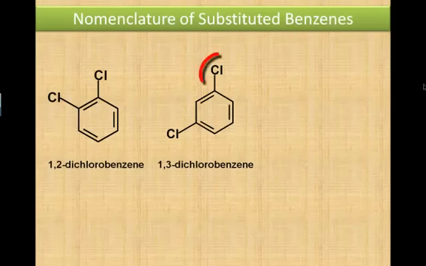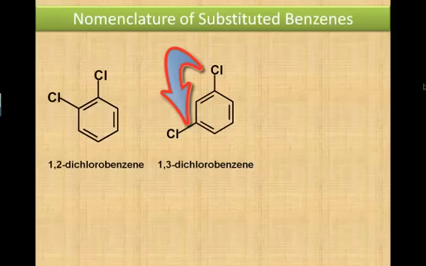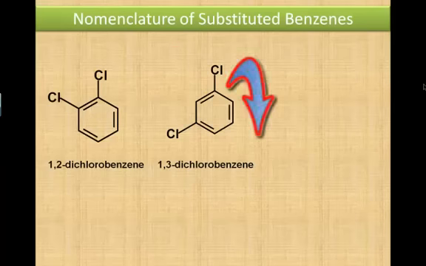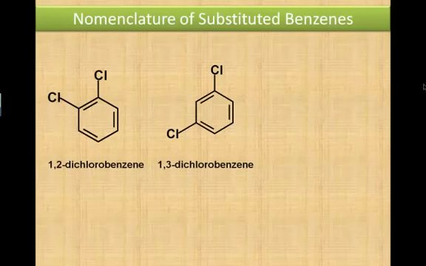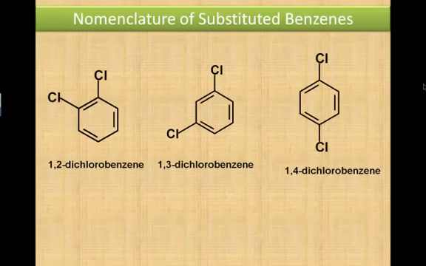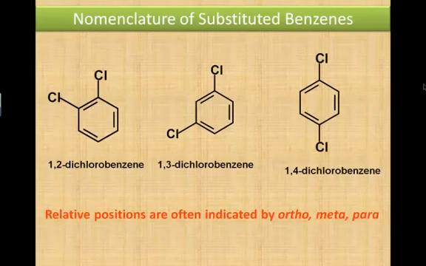So one of my chloro groups would have to be 1. And then in this example, I would number in the counterclockwise direction so that I would have 1 and 3, rather than in the clockwise direction, which would give me 1 and 5. And finally, we have 1,4-dichlorobenzene.